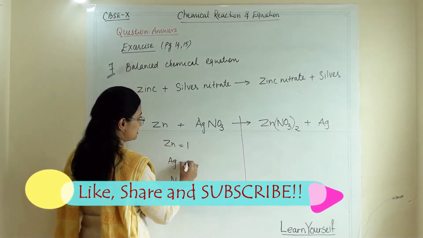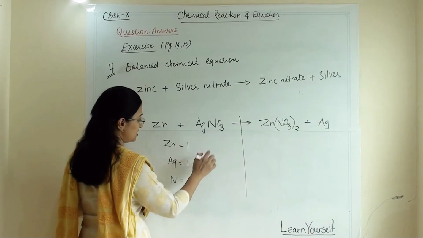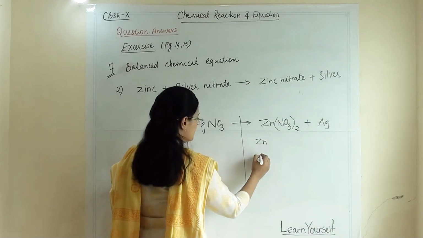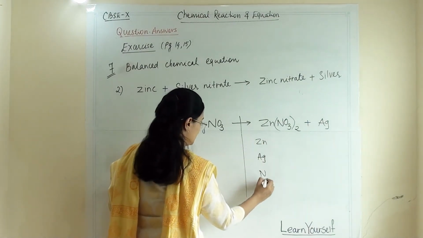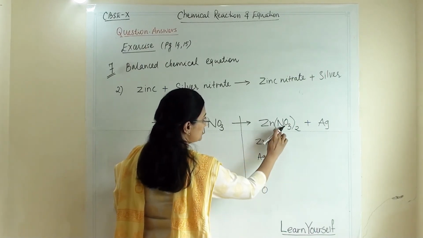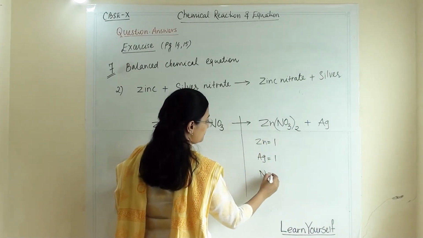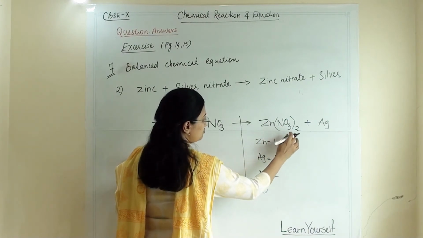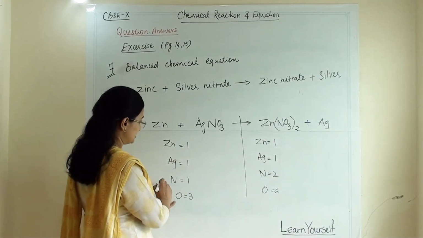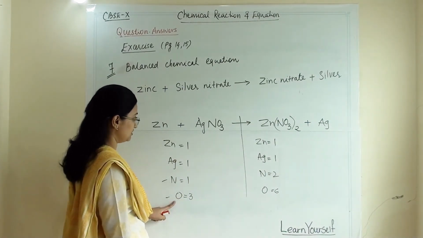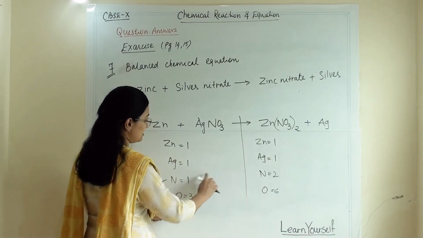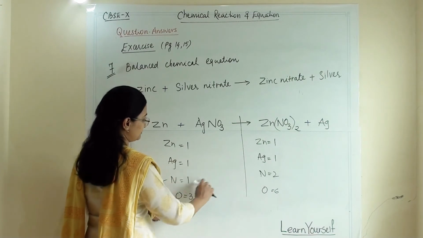On the reactant side, zinc is 1, silver is 1, nitrogen is 1 and oxygen is 3. On the product side, zinc is 1, silver is 1, nitrogen is 2 and oxygen is 3 into 2, which is 6. What do we have to balance? We have to balance nitrogen and oxygen here. So 2 nitrogen and 6 oxygen, they are doubled from this.